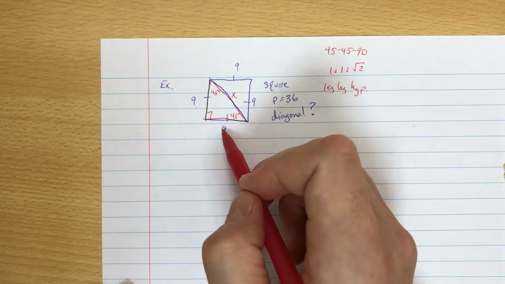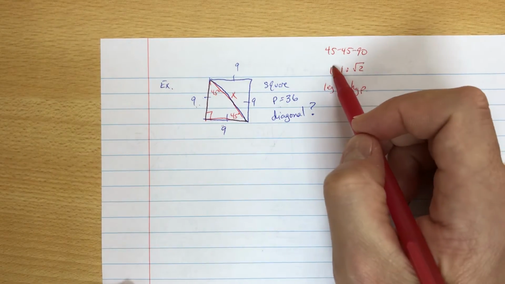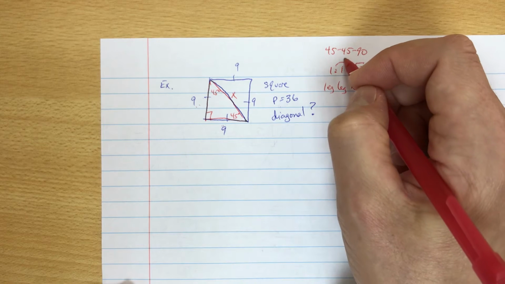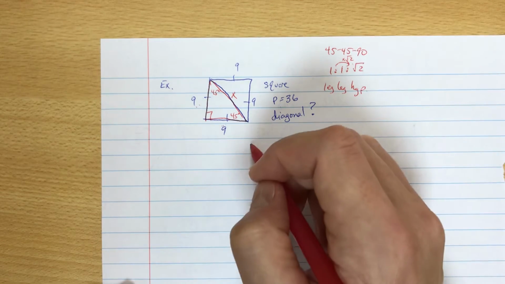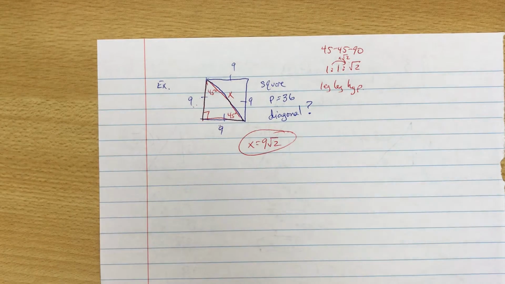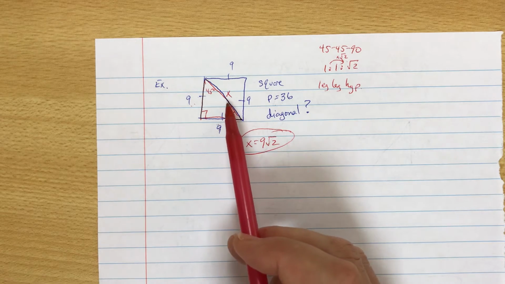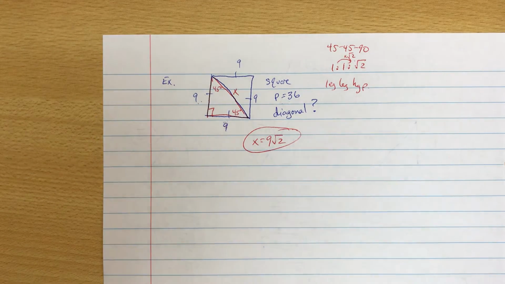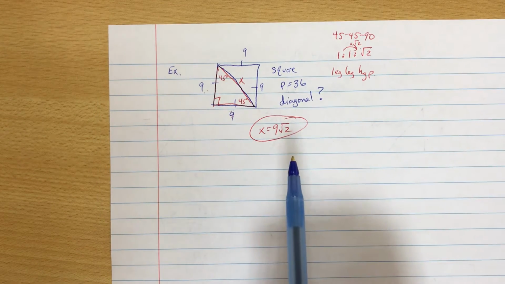Now this time we know the legs. Here's x. We know the legs are 9. How do we go from a leg to a hypotenuse? We multiply by square root 2. So our answer is 9 square root 2. Okay? You could do Pythagorean theorem. You could do 9 squared plus 9 squared equals x squared, but this is much faster. So that is for a 45, 45, 90.